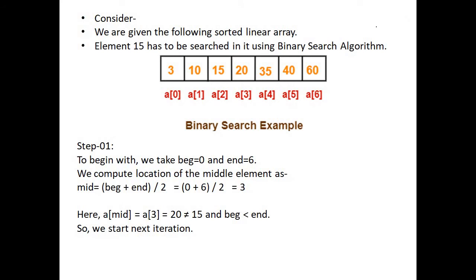Here we have one array which contains these elements: 3, 10, 15, 20, 35, 40, 60. And I want to search for element 15. Is it found or not? Similarly to the last example, here also we do the same thing. We calculate the middle, begin plus n by 2, means 0 plus 6 by 2, we get 3. Here we are checking whether a of mid, a of 3, is equal to 15. No, it is 20. Then again we need to check, begin, is it less than end? Yes. So we go with the next iteration.